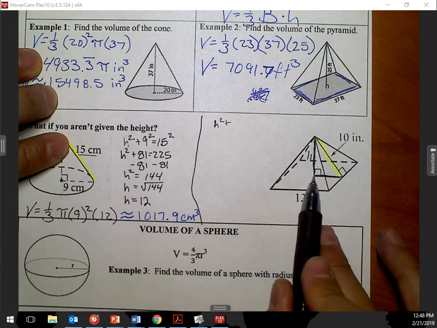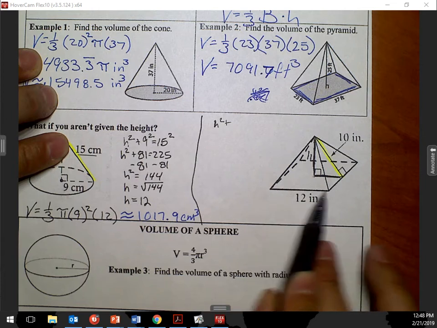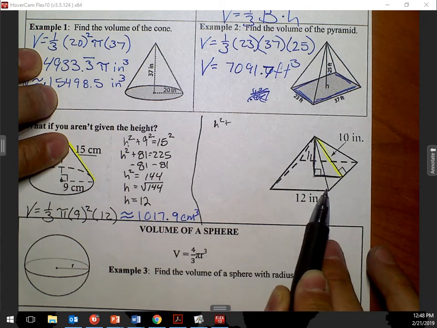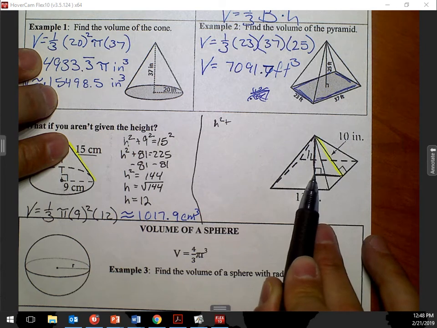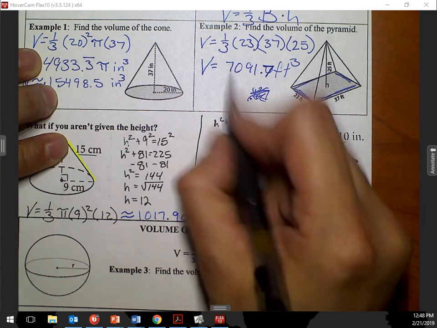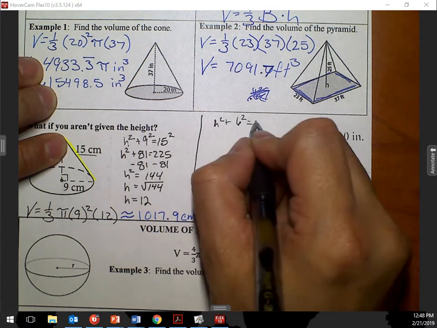Getting loud. 6, right here. How's that 6? Okay, look, the whole base is 12, right? So you cut the 12 in half, because I'm trying to go across there. So it'll be 6 squared. 6 squared equals 10 squared.